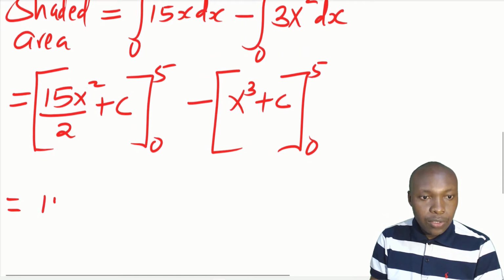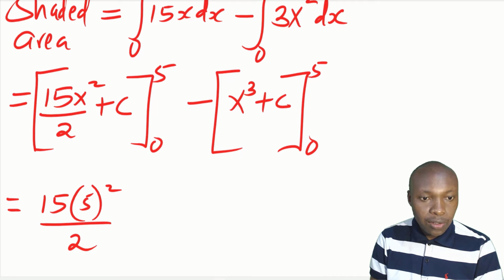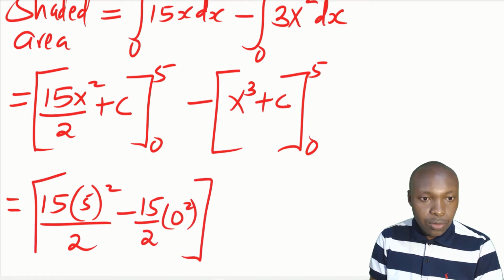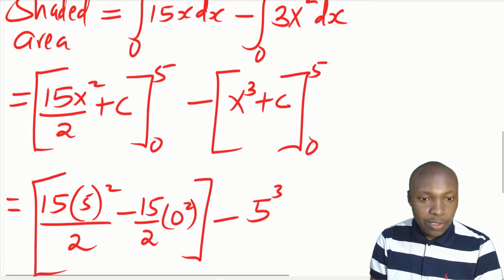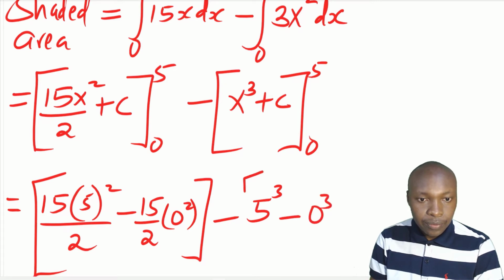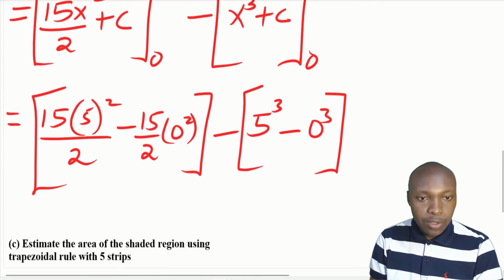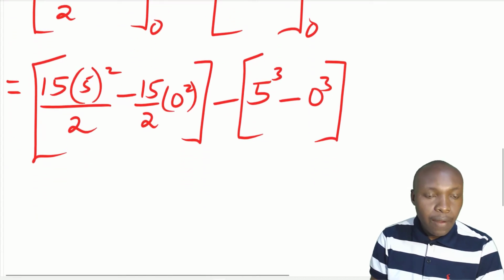Having done that, we can now substitute 5, that is 15 times 5 squared divided by 2. We shall not consider that constant, since when you work it out, that constant will get subtracted and give 0. So we substitute 5 and 0. Then for the other one, x cubed, we substitute 5 and 0 and subtract. We have ignored c since it will subtract and give 0.